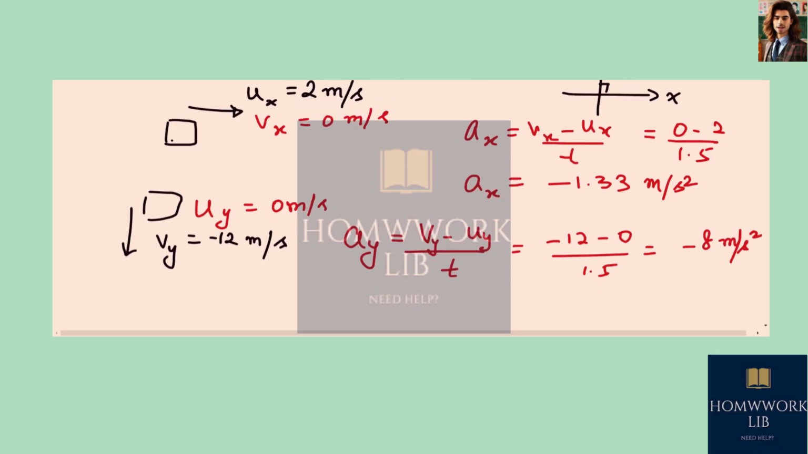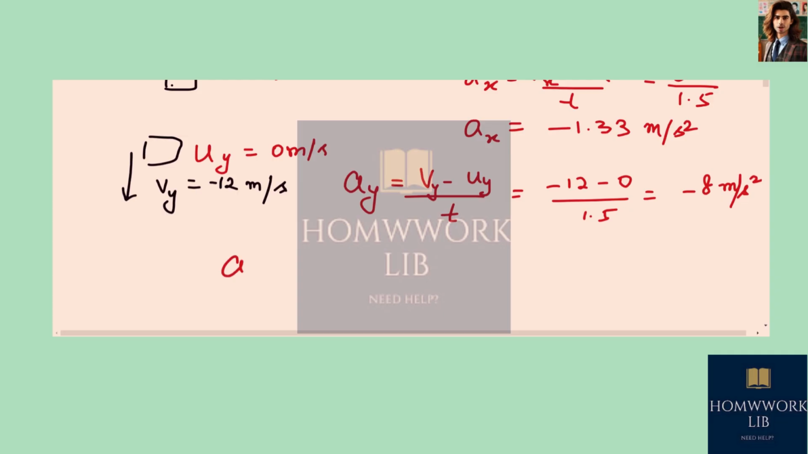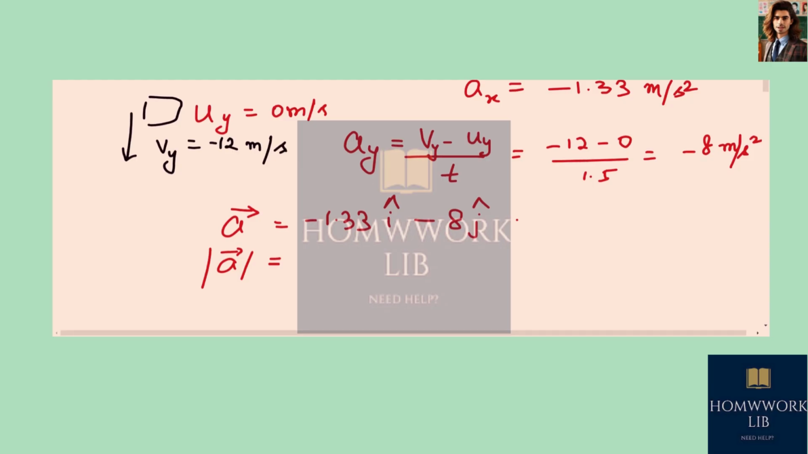So here we can see that the acceleration of the rabbit is minus 1.33 along the negative x direction, and along the y direction also it's along the negative y direction, so we write minus 8 j cap. And the magnitude of acceleration, if we just want to figure out the value of the acceleration in this case, we just find the magnitude by taking 1.33 squared, adding the square of 8, and taking the root of that.